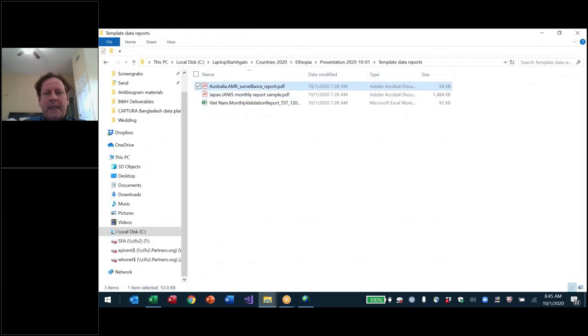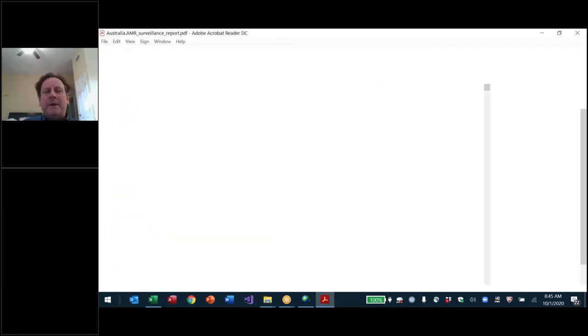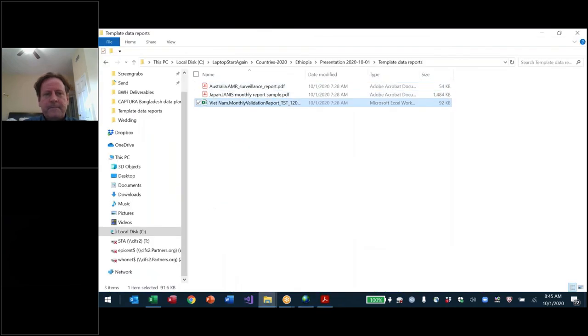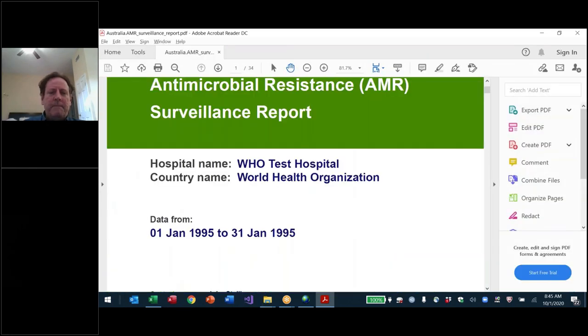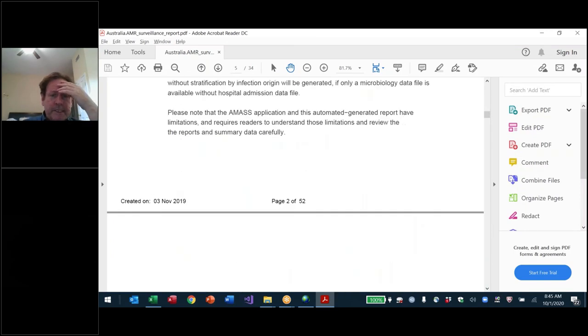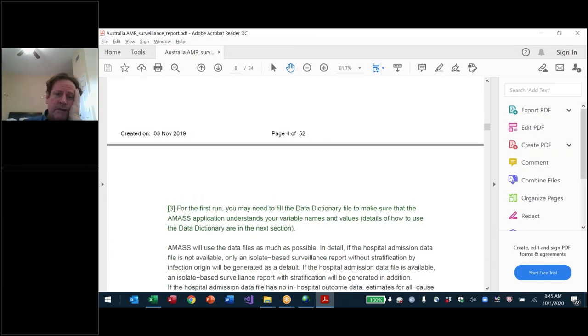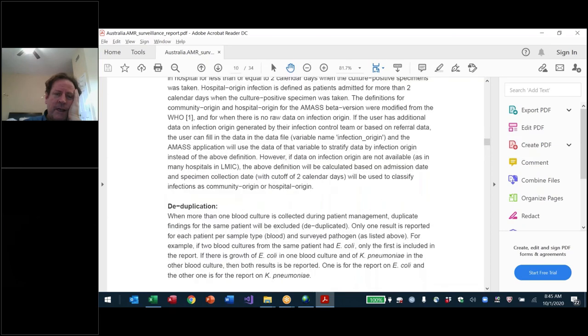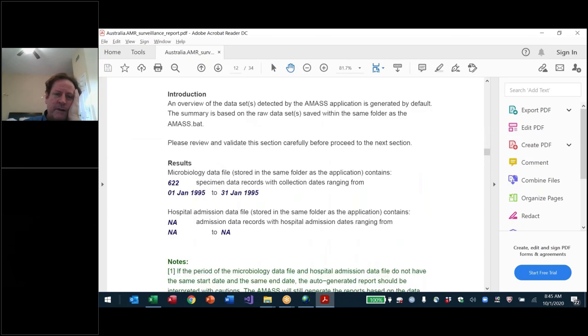I'm going to go to the last example, which is what I want to do: take the content of the Vietnam and WHONET report, but put it into the format of the Australia report. The Australia report has way too much text. Talk, explaining what they're doing, talk.